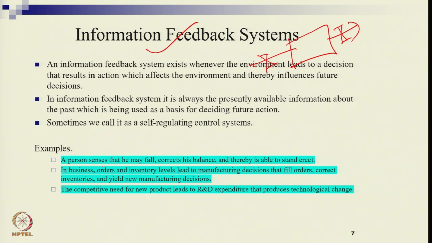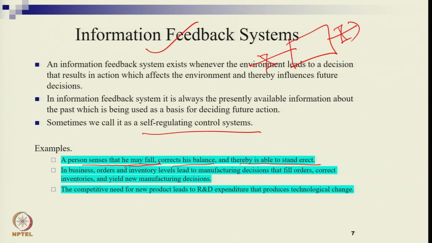Look at a couple of examples. A person senses that he may fall, corrects his balance, and therefore he is able to stand erect. What does it mean? He realized. Look at the system thinking and self-regulating process, the system feedback, the cause-effect relationship I talked about, right? So how does it work? Look at this particular example. A person senses that he may fall.